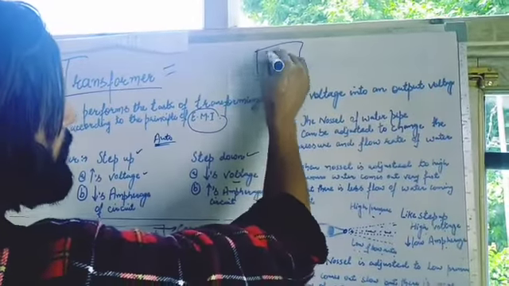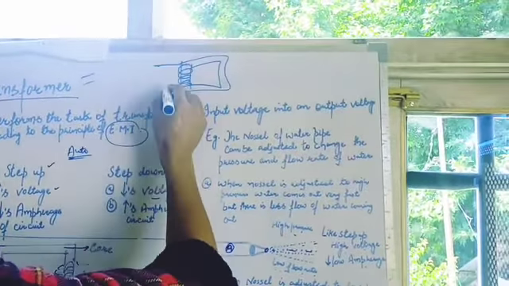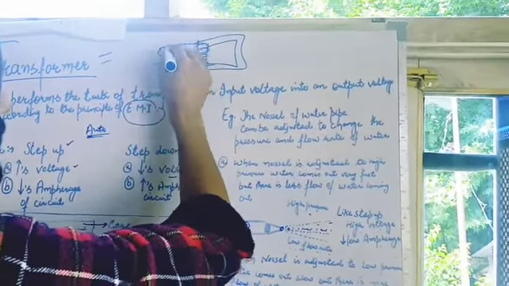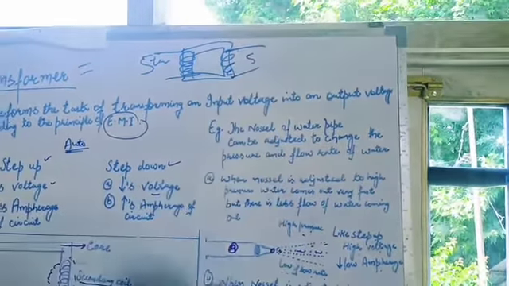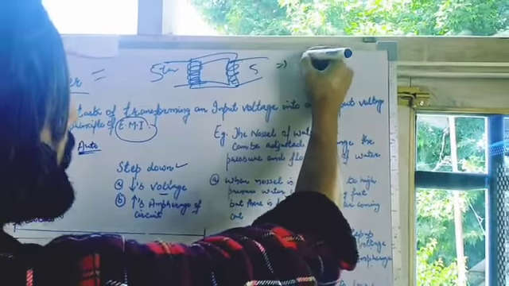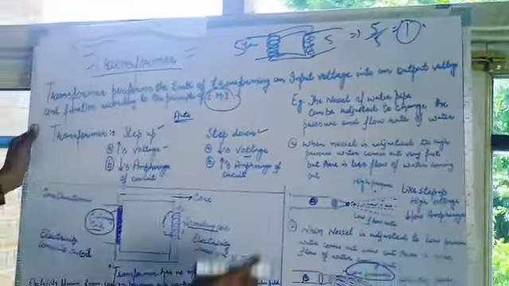If we see the isolation transformer over here, it will be like this, this is the primary. If we have 5 turns on the primary side, there will also be 5 turns on the secondary side. The ratio will be 5 divided by 5, which is equal to 1. So this is an example of the isolation transformer.